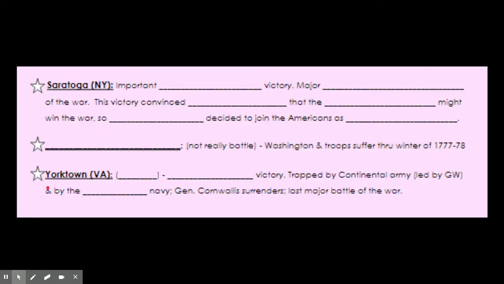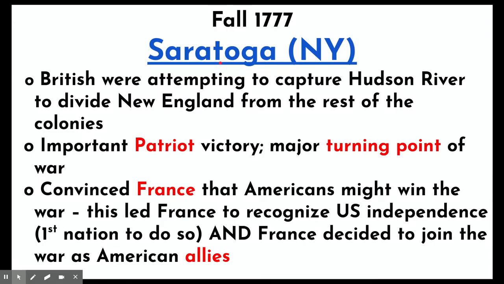Saratoga. And this is an important blank, blank, blank. I'm not going to just fill them in for you, but if you listen along, I will go in that order so you will know. Okay, Saratoga. Basically, the British were attempting to capture the Hudson River in order to divide New England from the rest of the colonies. This is an important Patriot or American or colonies or Continental Army, whatever you want to call them, Yankee, whatever, victory.